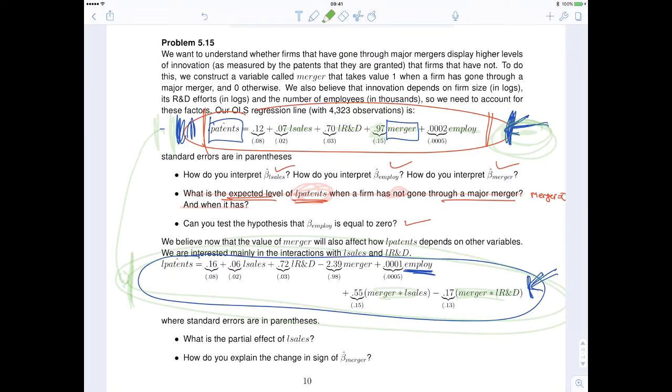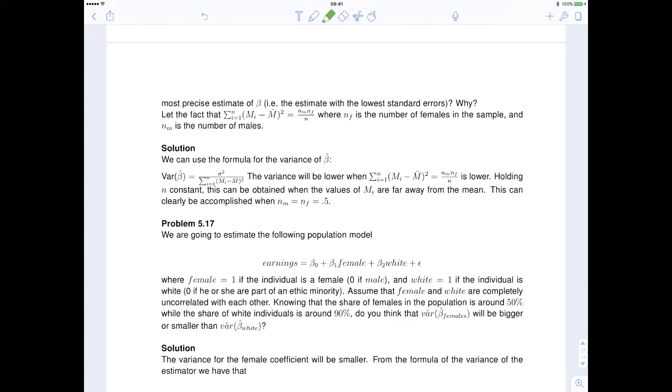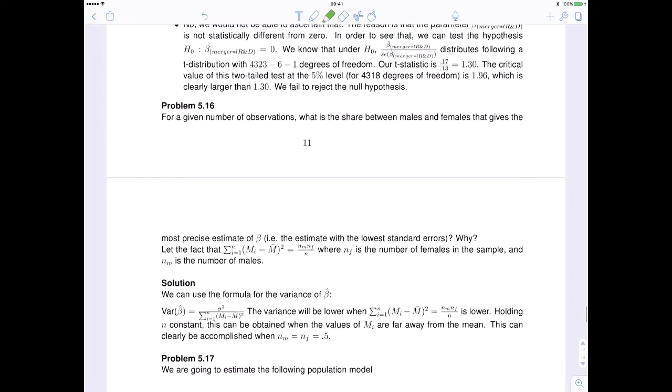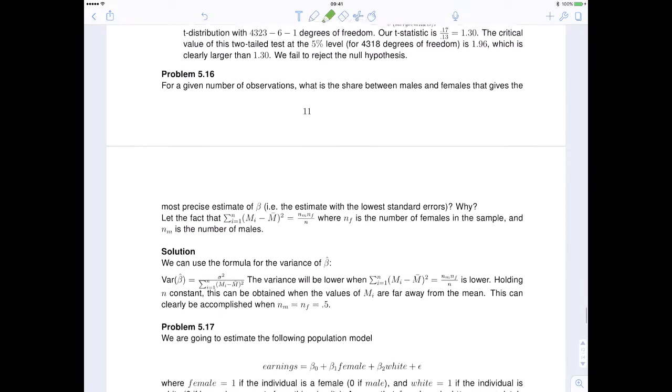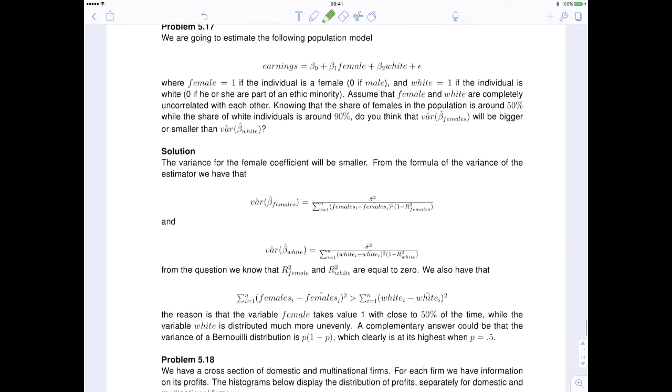Not necessarily. They don't have to necessarily be correlated there. And if they were correlated, that in itself is not a problem, as long as they're not perfectly correlated. Okay, so that's all I have for that 5.15. The rest you can kind of look at a formula. 5.16, I think it's fairly clear.